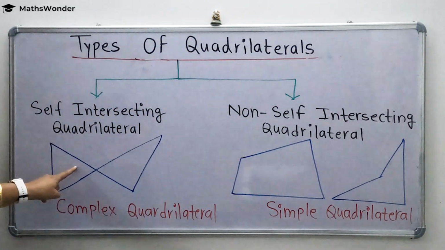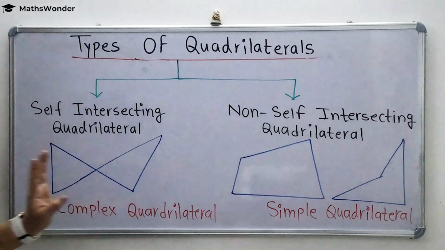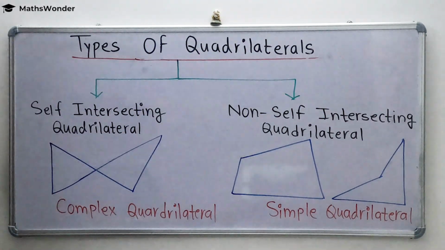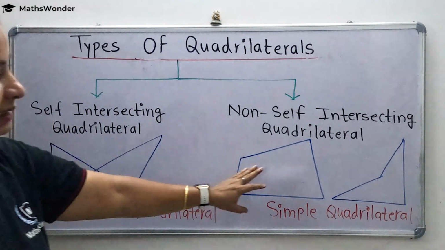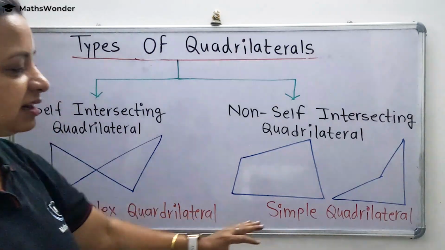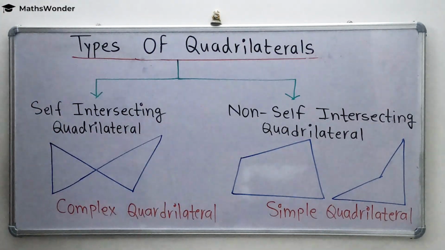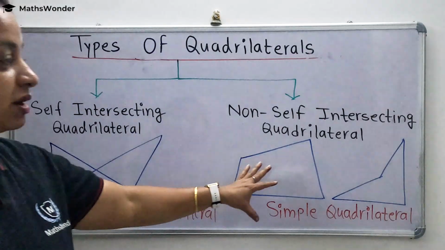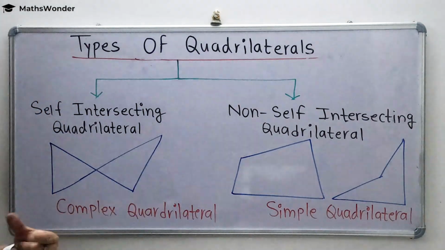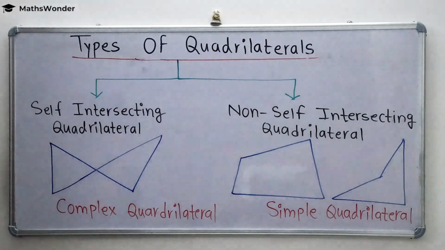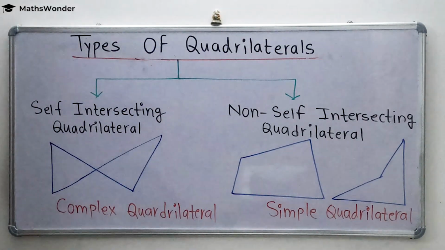The self-intersecting is a complicated quadrilateral. We learn it in the higher grade. So it is a complex quadrilateral, while the non-self-intersecting quadrilaterals are the simple quadrilaterals. Now the basic concept starts from here, because the non-self-intersecting are classified as convex and concave quadrilateral. Now we'll discuss after this what is concave and convex quadrilateral. First write down this one.